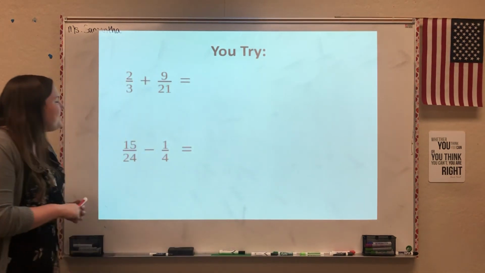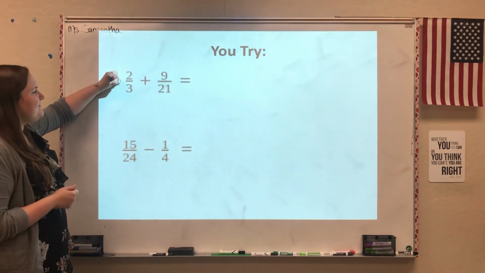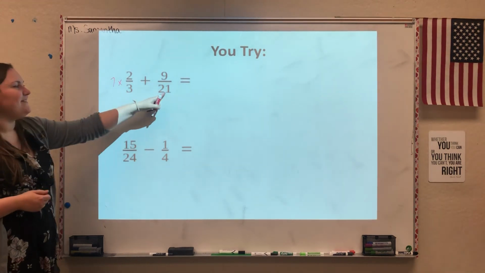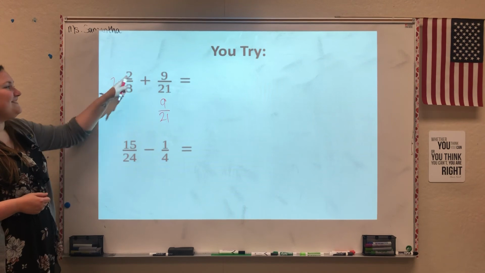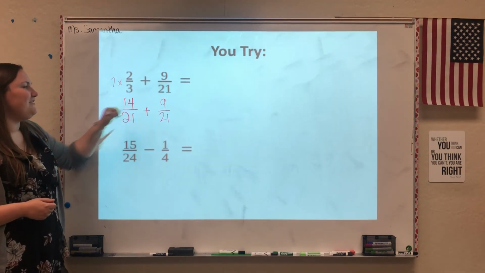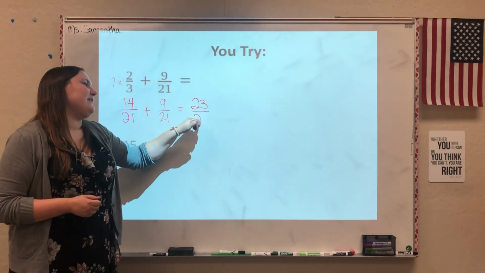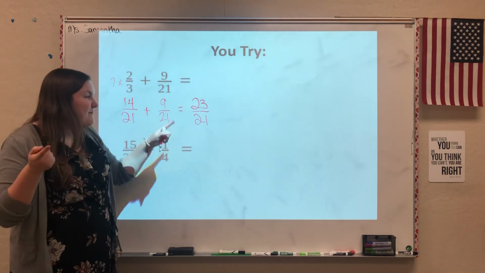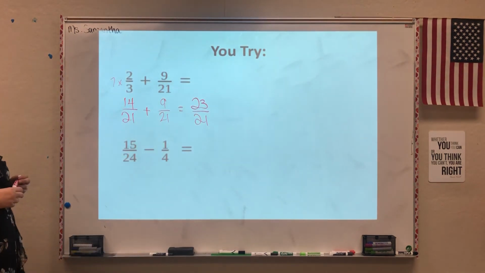Okay. The first one says 2/3 plus 9/21. To add those, you would want to multiply this fraction here by 7 to make the denominators the same. This says 9/21. Over here, 7 times 2 is 14. 3 times 7 is 21. Then you would be able to add them together and get 23/21. I know I can't simplify because there's nothing you can divide both of these by. There's no common number you can divide by.